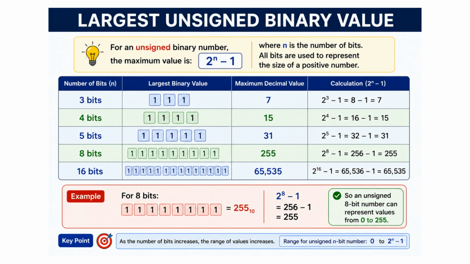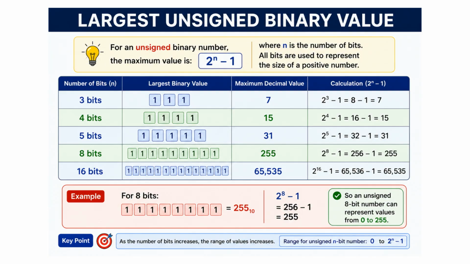Every unsigned binary number has a maximum value. We can calculate it using the formula 2 to the power of n minus 1. Here, n is the number of bits. Let's look at some examples. With 3 bits, the largest value is 7. With 4 bits, it's 15. With 5 bits, it's 31. With 8 bits, the maximum value is 255.